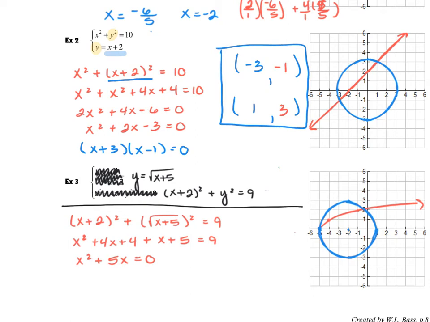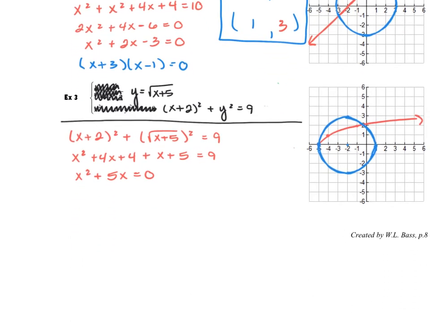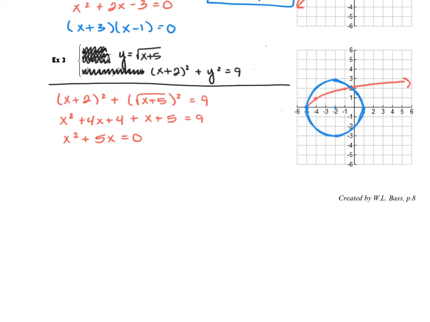My last system that I'm going to work with, yours probably already looks right. Mine I've had to hand correct. What I'm going to do here, we should have our circle and our square root. And again, I'm going to do some substitution. This time I have my y here. I'm going to substitute it here. And I'm going to jump into my algebra.